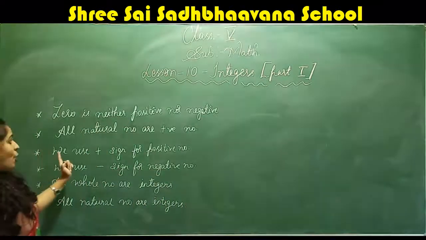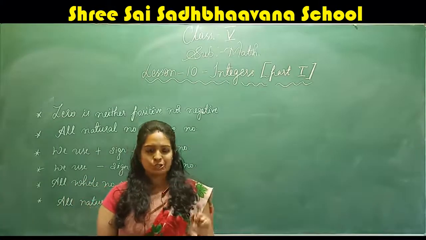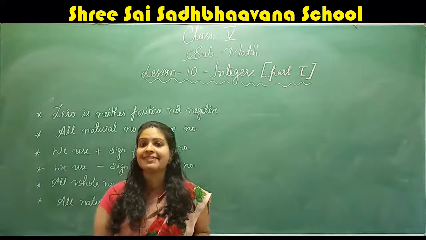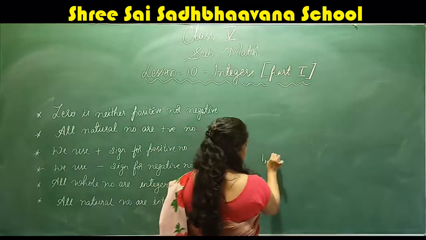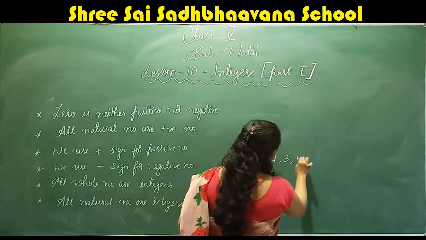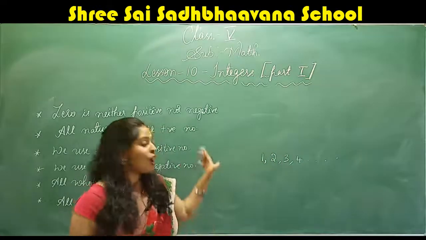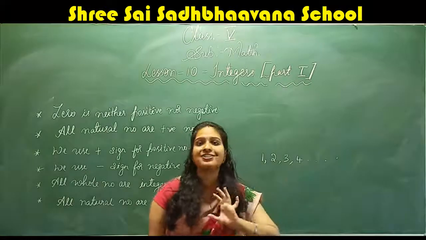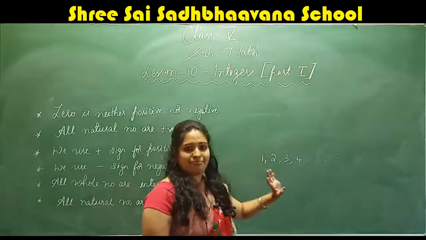Let us see the second point. All natural numbers are positive numbers. Just now we discussed what natural numbers are. The natural numbers start from 1, 2, 3, 4 and it continues. And here it says that all the natural numbers are positive numbers.